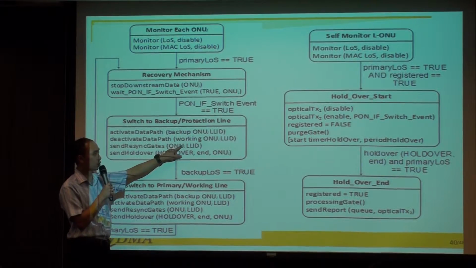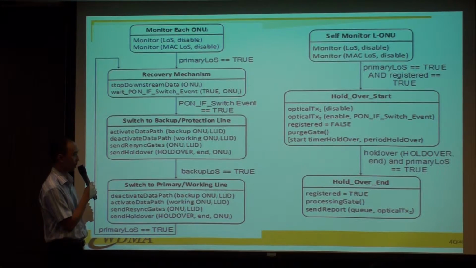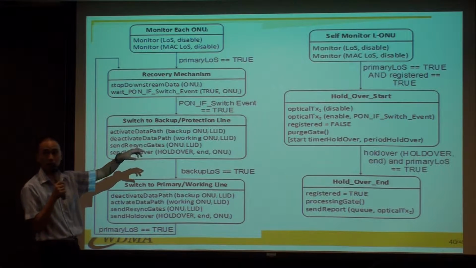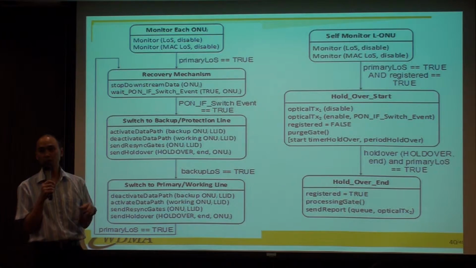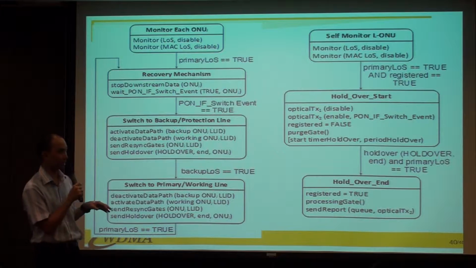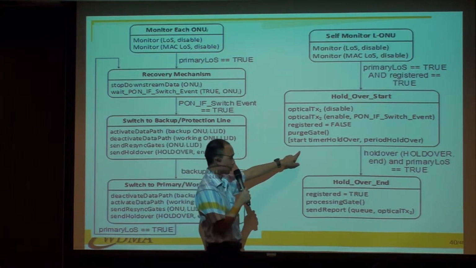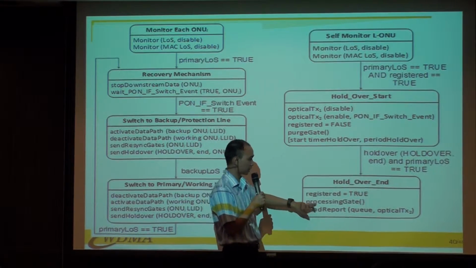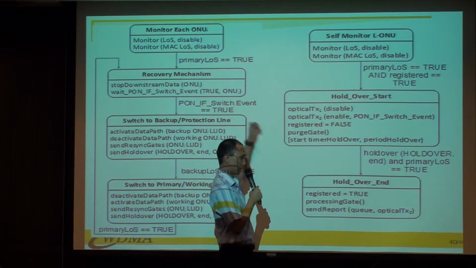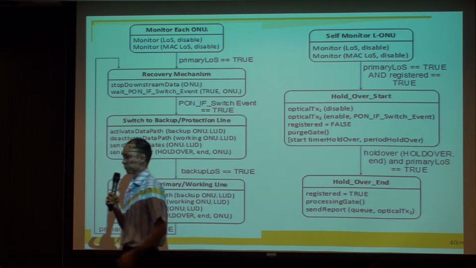Deactivate the data path of the working ONU, and then send the resynchronization for the gate message, and send hold over, because that affected ONU is in the hold over state. It cannot send any data during the hold over. After it receives the hold over, it will register and process the gate message, which is the synchronization between this ONU and the OLT, and then send the report queue with the DX number 2.